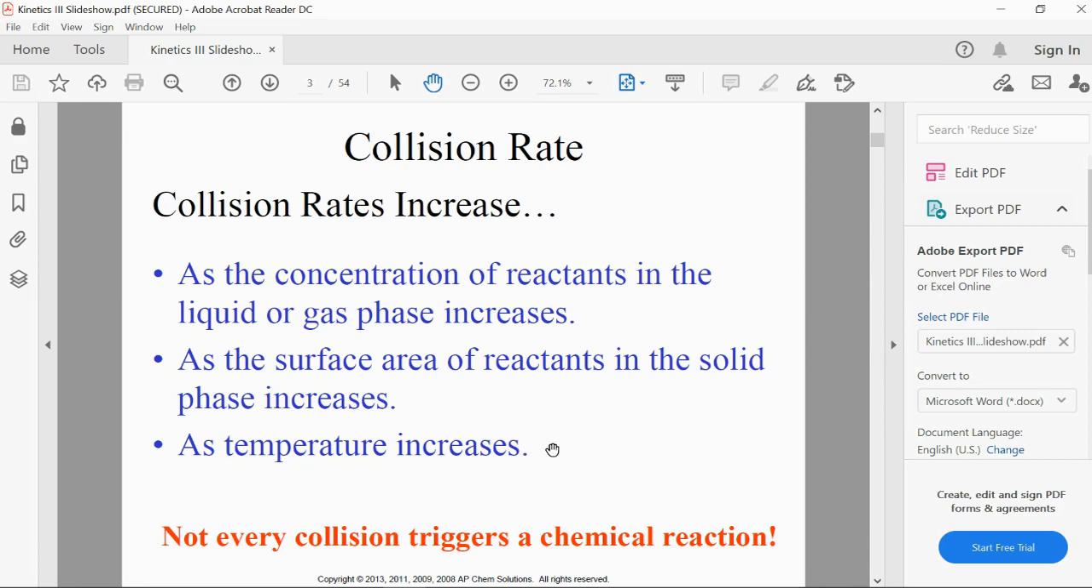And then lastly, if temperature increases. So remember, temperature measures kinetic energy. So if we cause the molecules to have greater kinetic energy by increasing the temperature, supplying heat to a reaction, then those molecules are going to collide more frequently, as well as with a greater amount of energy. And so that is some of the ways we can increase collision rate.